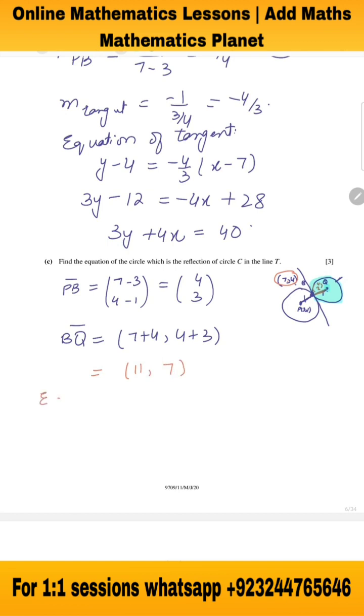So the equation of the reflected circle: the radius will remain same, and the center is changed, that is 11, 7. So we get the new equation, that is the equation of the reflected circle.